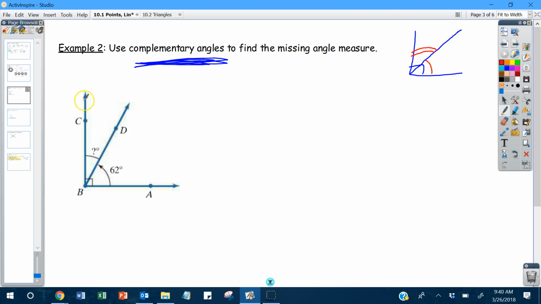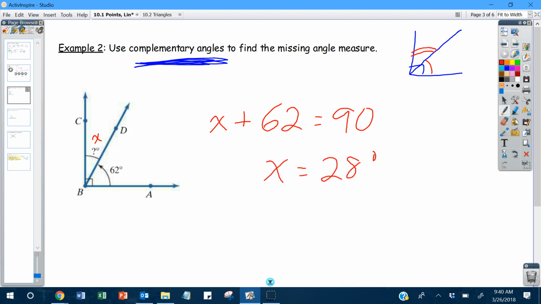So here's an example of pretty much what I just drew. We have a right angle here. It's split into two pieces by this ray, and we know this one angle measures 62 degrees, and we don't know this one. But we do know they're complementary angles. So I'm going to call this x, and we're going to find x by simply noting they're complementary angles. If you add up this measure and this measure, you should get 90 degrees, which means if you subtract 62 from 90, you get your angle measure. x is equal to 28 degrees.